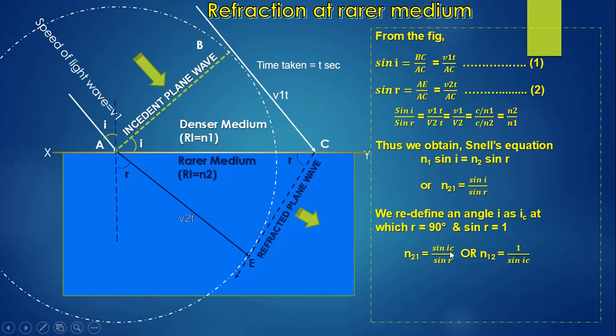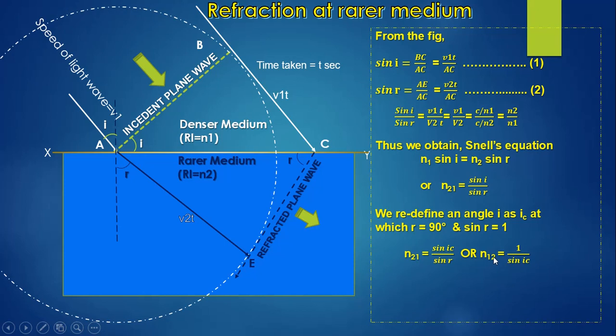So n21 equals sin IC upon sin R. If you take the reciprocal of this equation, instead of n21, if you take 1 upon n21, then 1 upon n21 is nothing but n12. n12 means n1 upon n2. n21 means n2 upon n1. n21 means refractive index of the second medium with respect to the first medium. n12 means refractive index of the first medium with respect to the second medium.